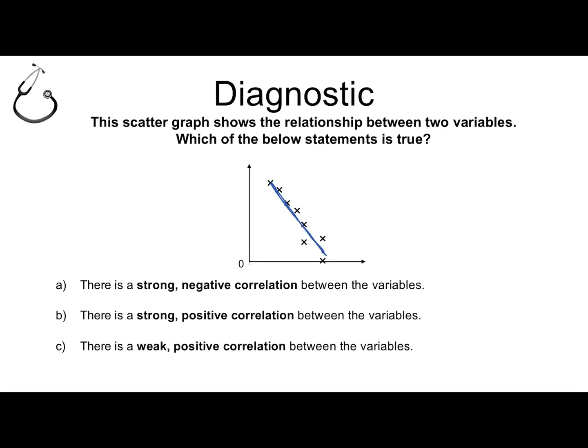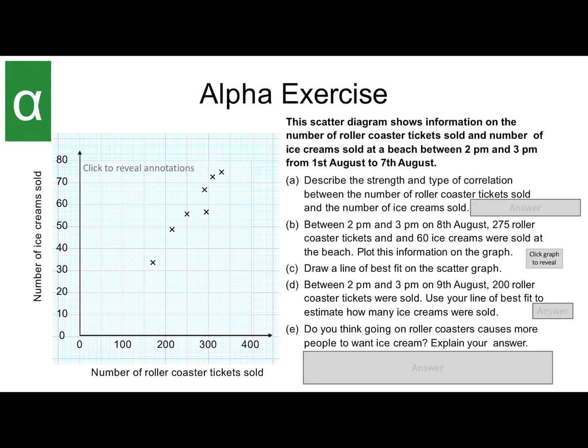What do we got here? We got strong negative correlation. Okay, quite close to that line. But this time, as one variable increases, the other variable decreases. Okay, so as I increase my values of x, you can see that my y value is decreasing the more I increase x.